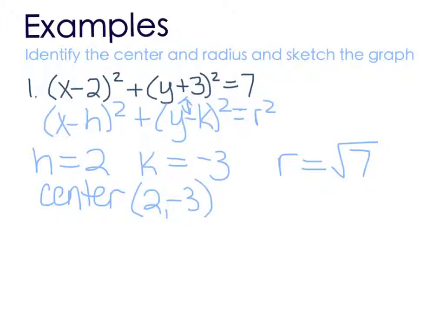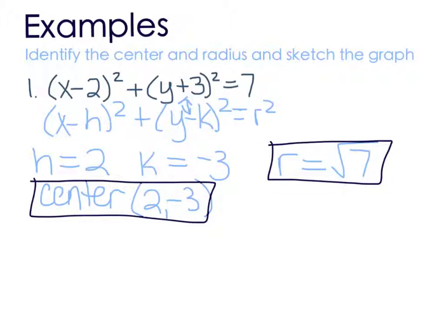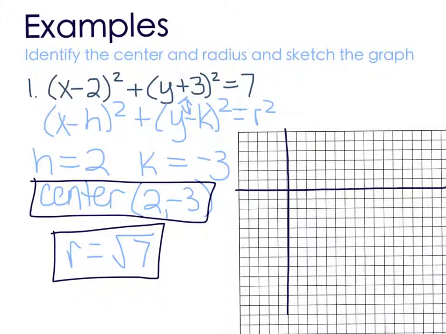We've already figured out the radius, so we've identified the center and the radius, and let's sketch the graph. Okay, so here's my grid. The center is at (2, negative 3), so here. The radius is the square root of 7, which is a little bit more than 2 and a little bit less than 3. So we'll go almost 3 in each direction.